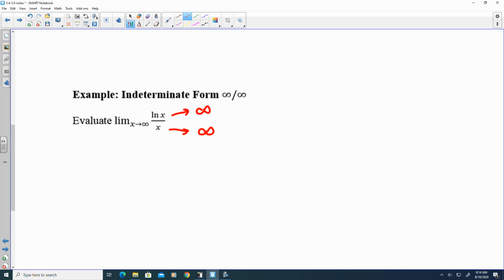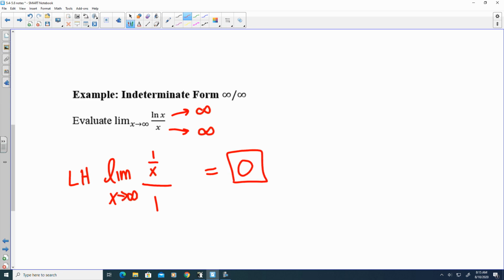So when that happens, we do L'Hopital's. Take the derivative of the top, which is 1 over x, and take the derivative of the bottom, which is 1. When I then think about what that function is doing at infinity, 1 over x is approaching 0 at infinity. And then obviously if we divide that by 1, we're still going to get 0.